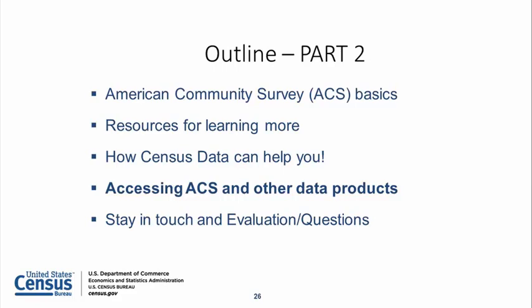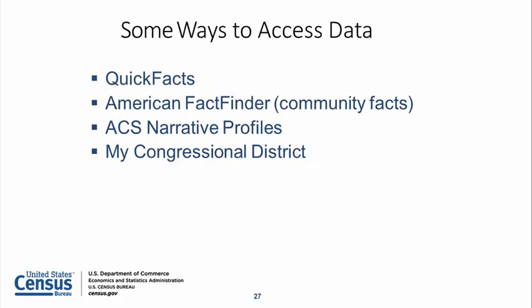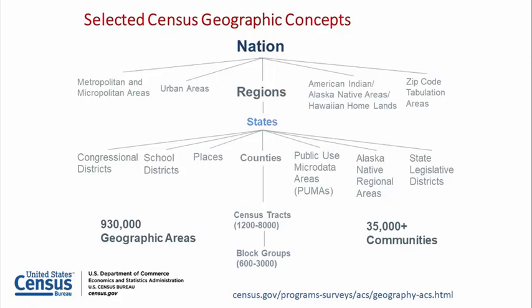So let me go over the data tools I'm going to be covering this morning. You can see them up on your screen: QuickFacts, and American FactFinder, but only the community facts portion of it. I mention that because there are different ways to search data on American FactFinder, and we're going to focus on the community facts search. We do have other sessions that go into more detail on using American FactFinder. When I share the information at the end, I'll show you where you can get a list of all the current webinars coming up. I'm also going to show you how to get American Community Survey, or ACS, narrative profiles, and finally my congressional district.